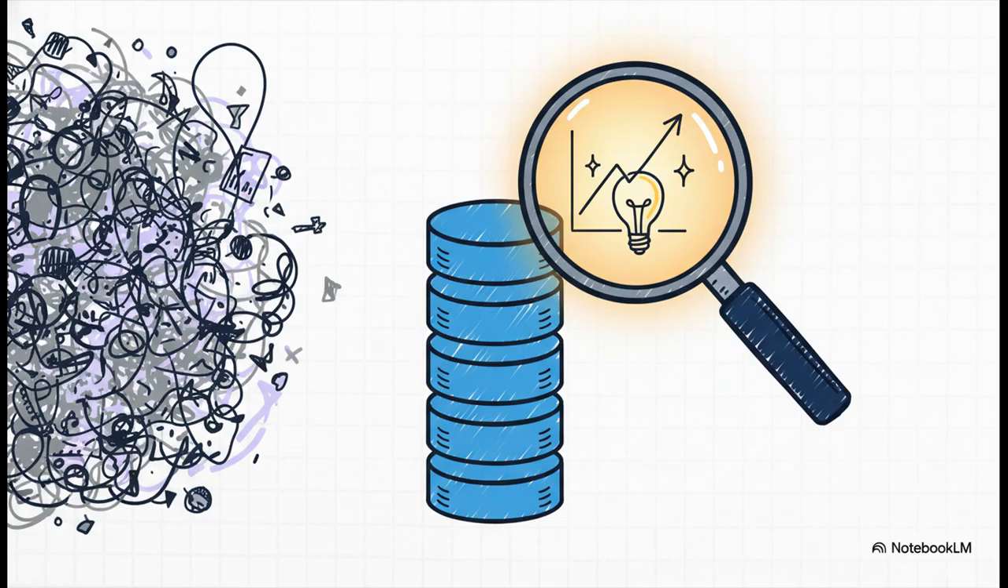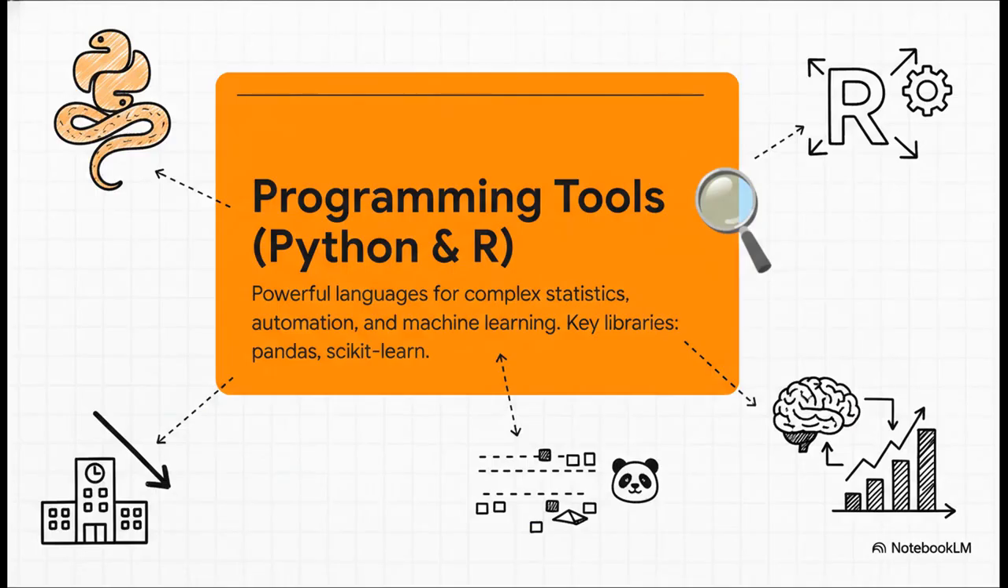So with our nice, clean data set all ready to go, we can finally move past just simple sorting and filtering. It is time to bring in the heavy hitters, the real power tools of the analytics world, to dig in and find that root cause. And by heavy hitters, I mean programming languages like Python and R. These are the big guns.